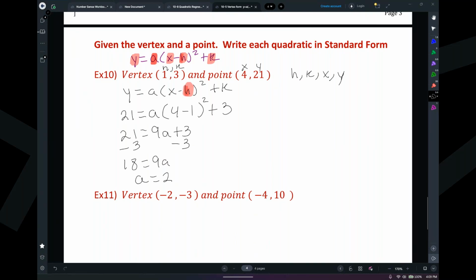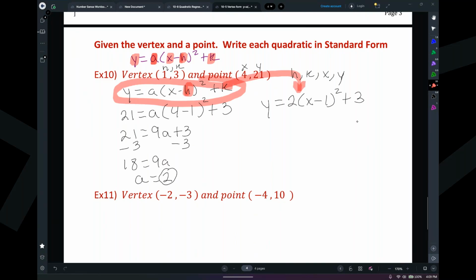So if a is 2, I can go back into the equation now, and I can write it in standard form, because now I can just write the formula. I now know a is 2, so this is 2 times x minus h, which is 1, squared, plus k, which is 3. Just look how simple this is. I'm going to take this formula, write it again, plug in for a, for h, and for k, and then solve that. I'm going to simplify it into standard form. So I'm going to have to find out what x minus 1 squared is.